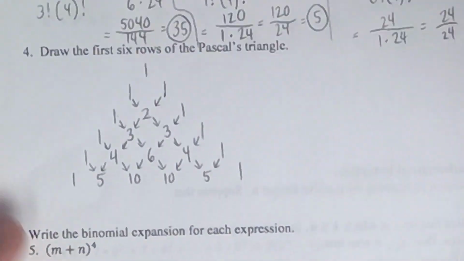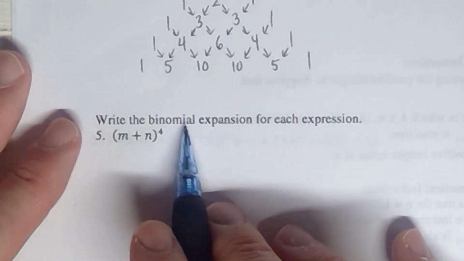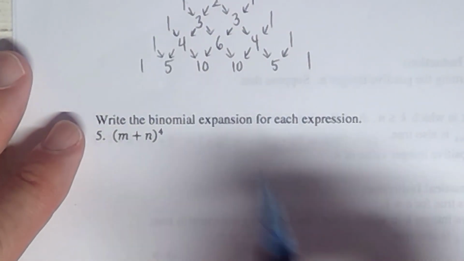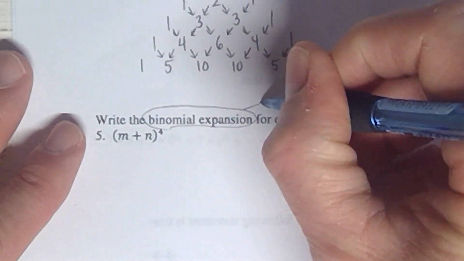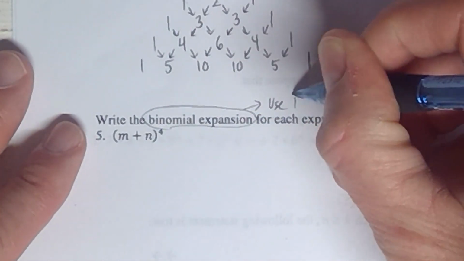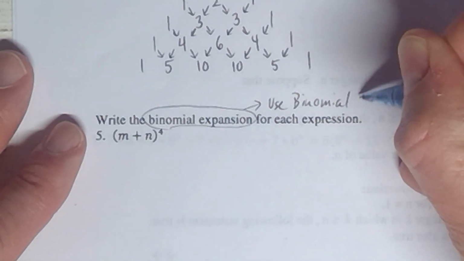How is that going to help us with this next part here? The next part here is called the binomial expansion. Okay, and the binomial expansion means to use the binomial theorem that's at the top of the page. Okay, use the binomial theorem. And what is that all about?